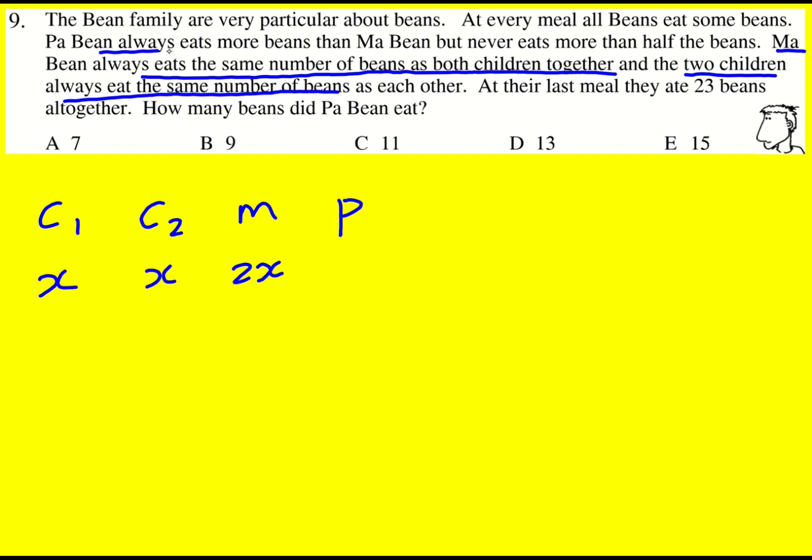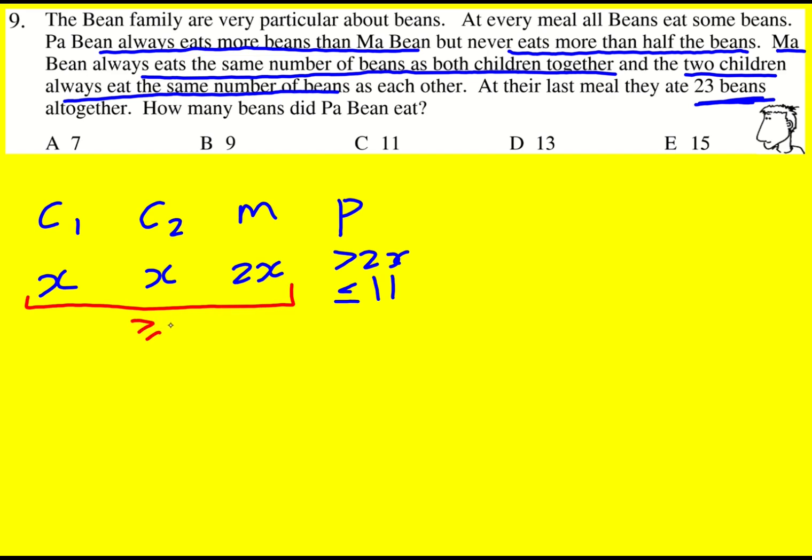And then finally, Pa Bean always eats more beans than Ma Bean. So he's going to eat more than 2x, but never more than half the beans. And because 23 were eaten in total, half of that is 11.5. So Pa Bean must eat less than or equal to 11 beans. It must also be then that these together will be greater or equal to 12, because they've got to be more than half.